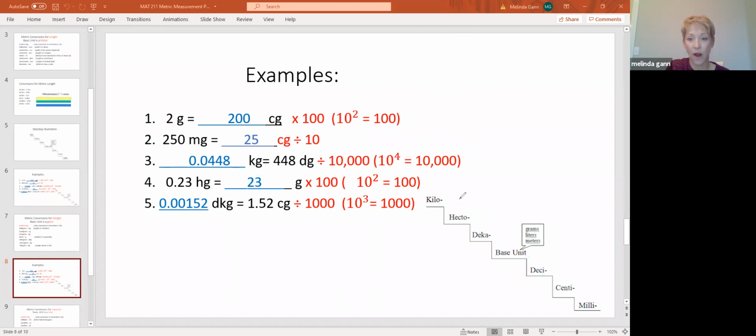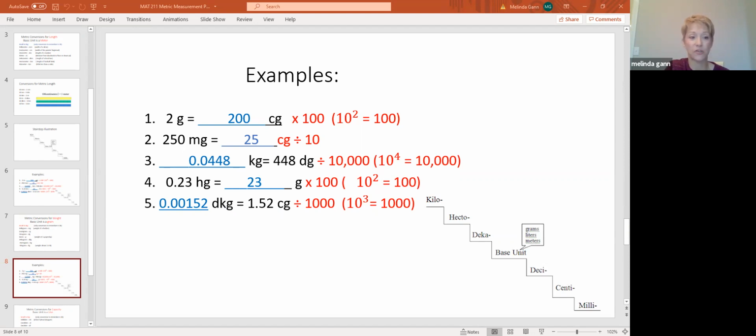And then hecto to gram, you'd be walking 1, 2 steps. So that's why it's 10 to the 2 times 100. And then here you'd be going from centa to deca. All right. So centa to deca would be 1, 2, 3. So 10 to the 3rd. Okay. So the metric system to me is way easier than the English system.